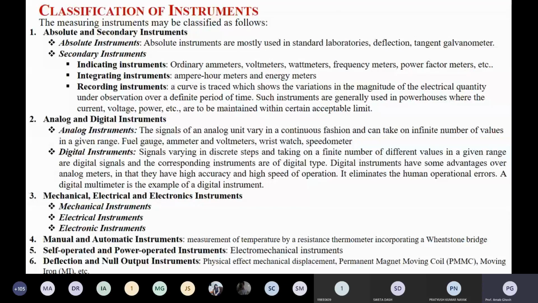There we calculate the voltage and the current, as well as the time: how much voltage, how much current, and for which duration. So you are able to integrate time with other quantities, maybe voltage and current. It is an example of an integrating instrument. Next is the recording instrument, in which you record the electrical quantities for each individual instant.